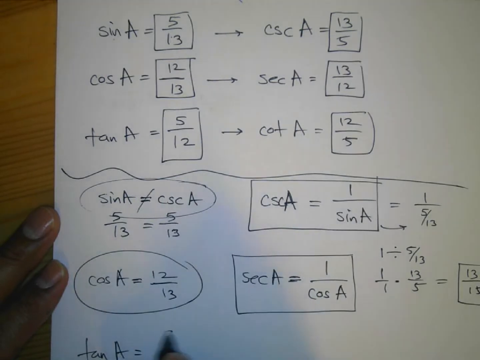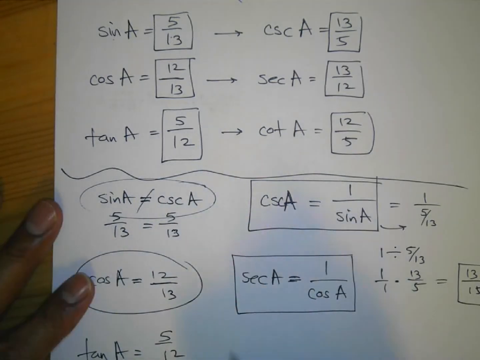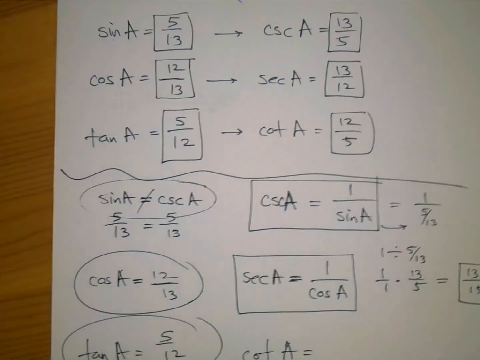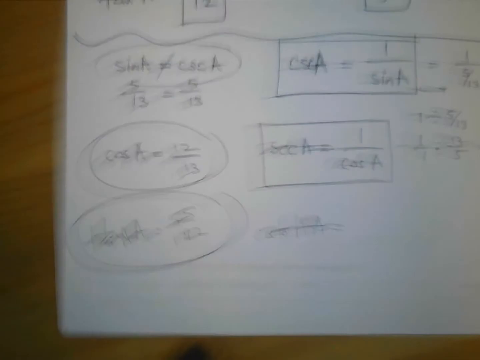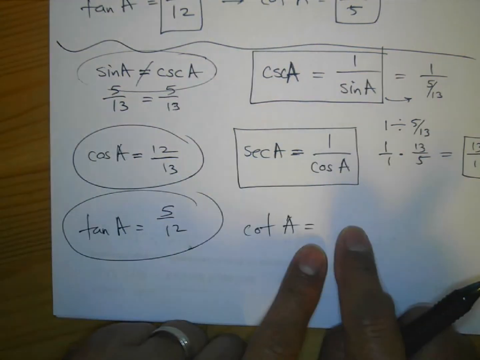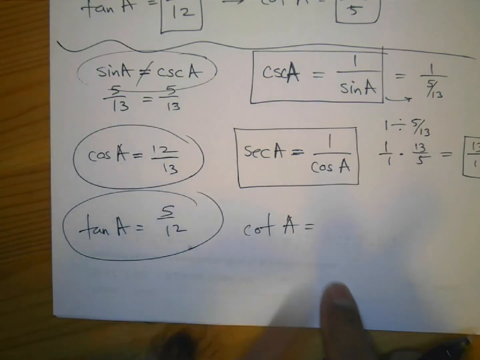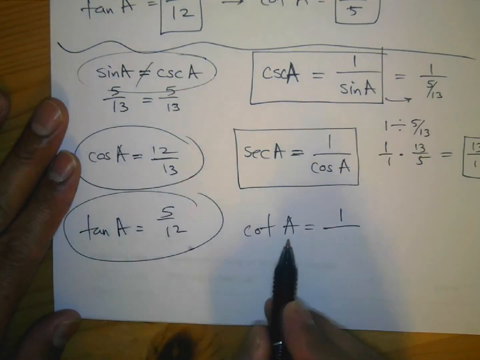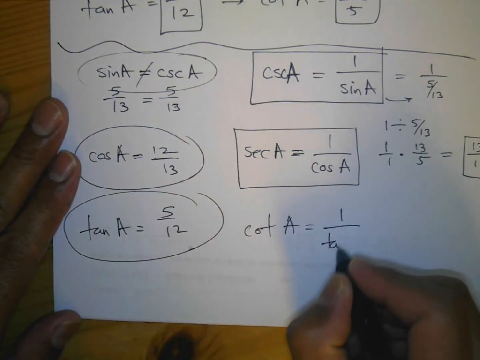If tangent of A is 5 over 12, how do I get cotangent of A? What formula do I use? I can't say they're equal to each other. They're not. If this is 5 over 12, this is 5 over 12. I don't want 5 over 12. I want 12 over 5. So in order for that to happen, it has to be 1 over what? 1 over tangent of A.